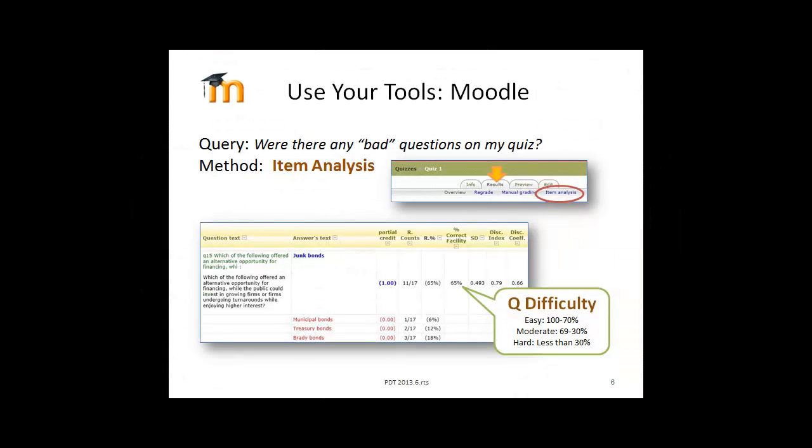Moodle offers many benefits when it comes to data collection. Whether you're using it as a companion site or you're actually teaching online with it, by doing things like putting your quizzes in Moodle, you're able to use some of the tools that Moodle has embedded within it. One of the most critical when it comes to assessing an examination is the item analysis. Now, the pictures you're seeing in front of you are from an earlier version of Moodle.